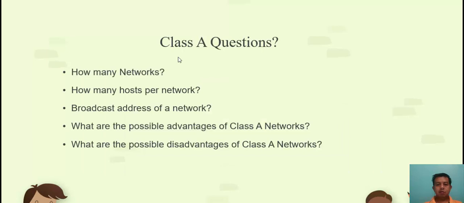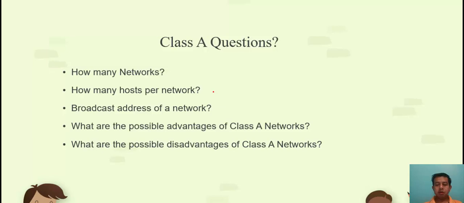These are some of the essential questions from class A IP addresses. How many networks can be created? This we have already seen. 8 bits are reserved, but out of these 8 bits, the first bit is always 0, so we are left with 7 bits, so 2 to the power 7. But again, all zeros are not allowed, and all ones in the case of class A is not allowed because it is number 127, which is a special case which we'll shortly see. So we are left with 2 to the power 7 minus 2, that is 126 networks.